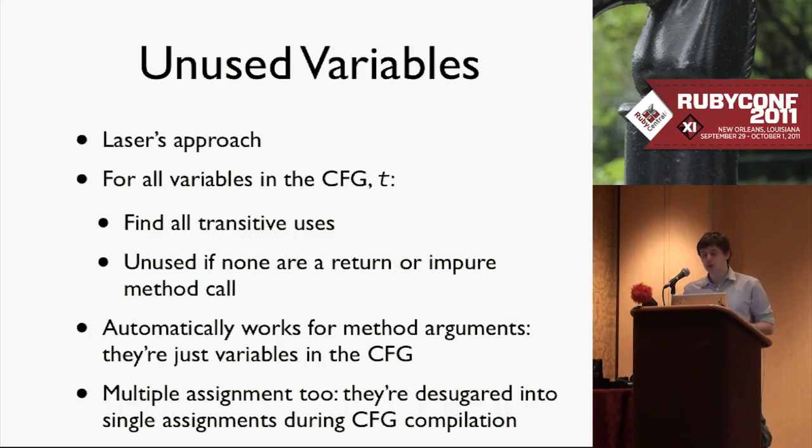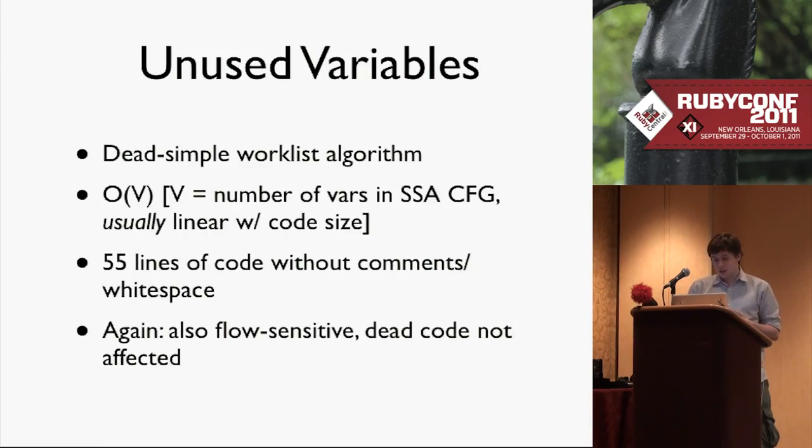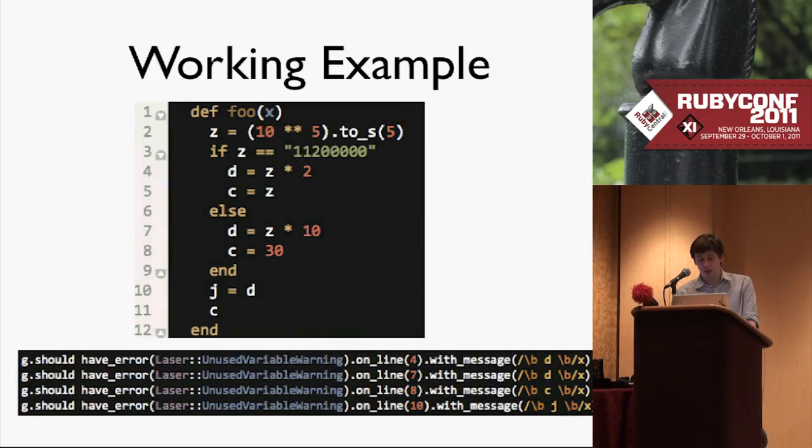Multiple assignments, for example, are just desugared into single assignments and branches and whatnot. So this turns into a dead simple work list algorithm. And it's O of V, which is the number of variables in the SSA control flow graph. It's usually linear with the code size. I haven't checked this with my implementation, but for the most part, in other languages, it's shown to be typically linear. And this entire algorithm was just 55 lines of code on top of what was already there. And we get flow sensitivity, and dead code does not affect how it sees this.